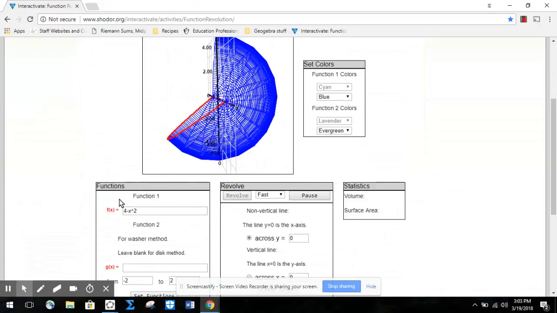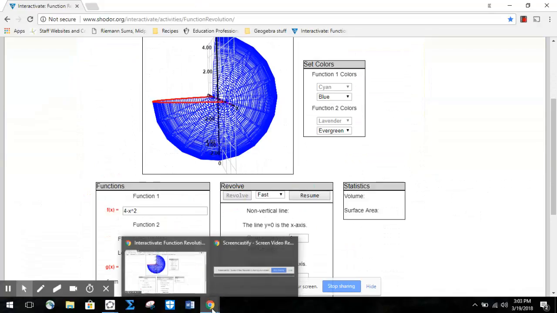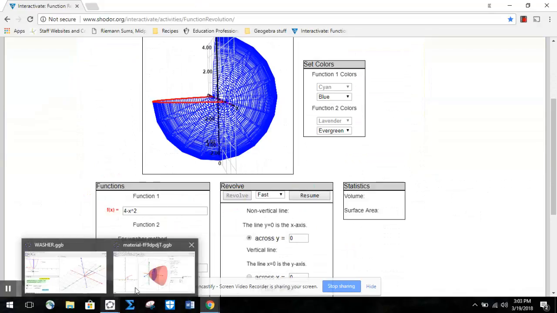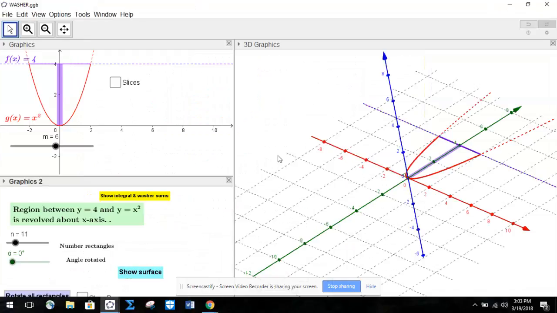Now, along with the disk method, which we're going to spend 2 days on, we're also going to talk about the washer method. And this is the washer method. This time, the area is bounded by 2 functions, sometimes 2 curves, sometimes a curve and a line.